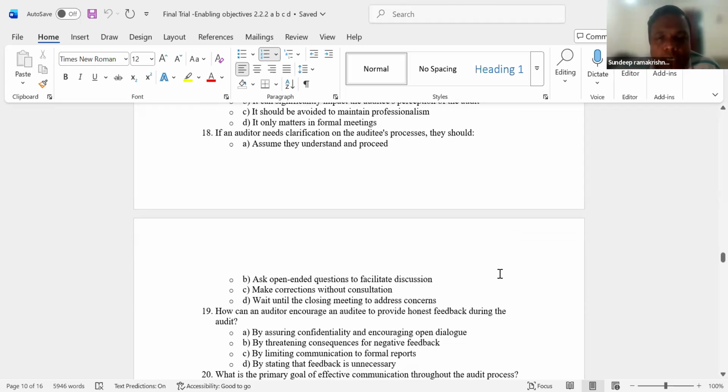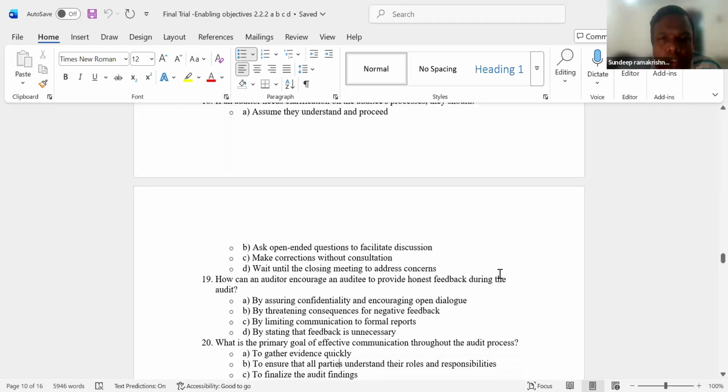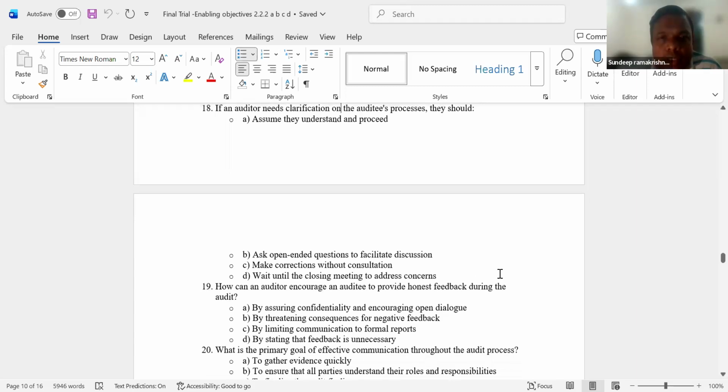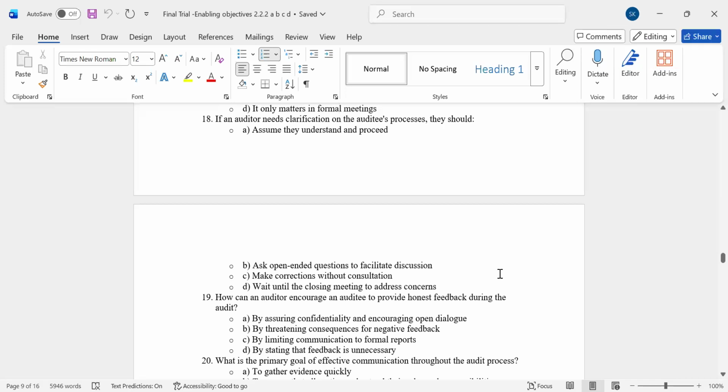18th question. Anil? If an auditor needs clarification on the auditee's process, they should: A, assume they understand and proceed. B, ask open-ended questions to facilitate discussion. C, make corrections without consultation. D, wait until the closing meeting to address concerns. B, ask open-ended questions to facilitate discussions. Good answer, Srikanth. Anybody else? No, sir, B only.